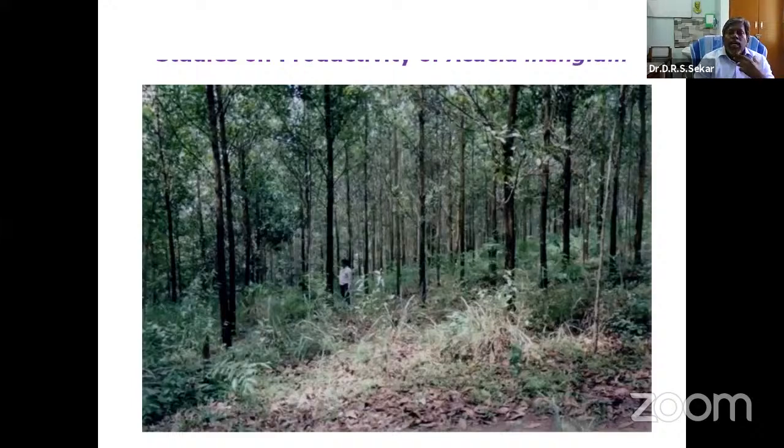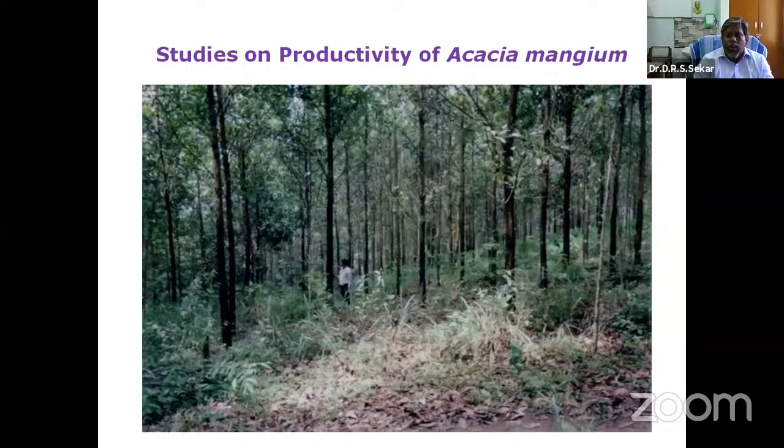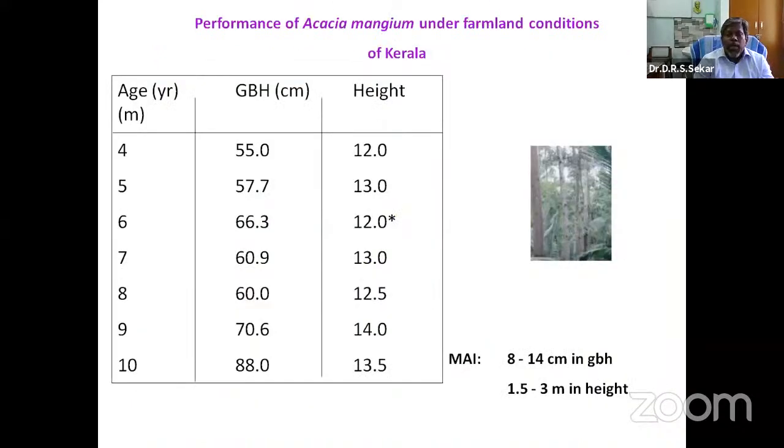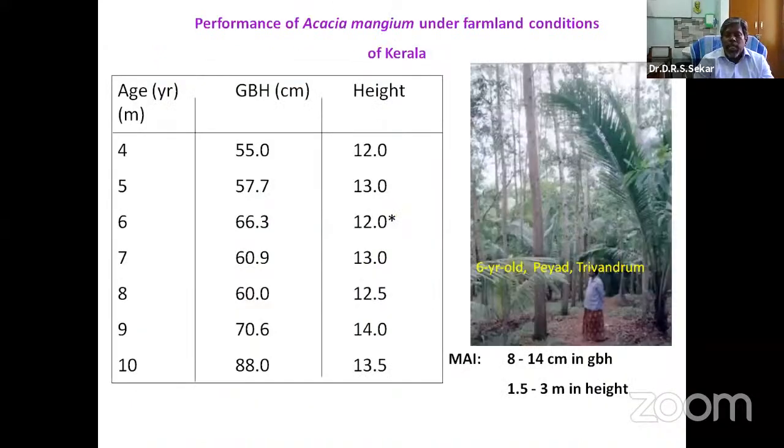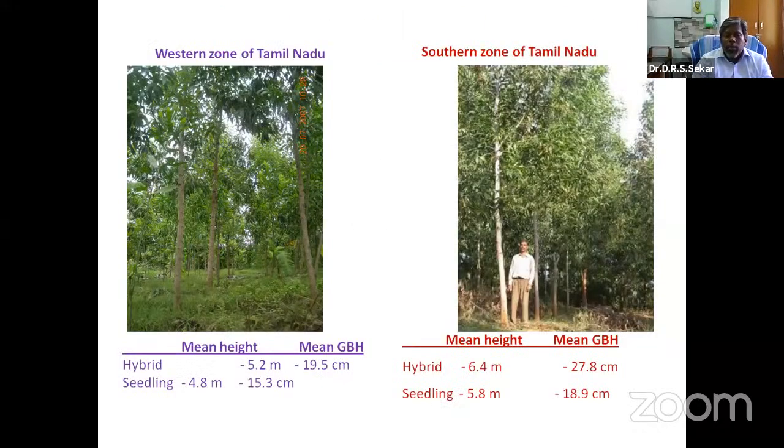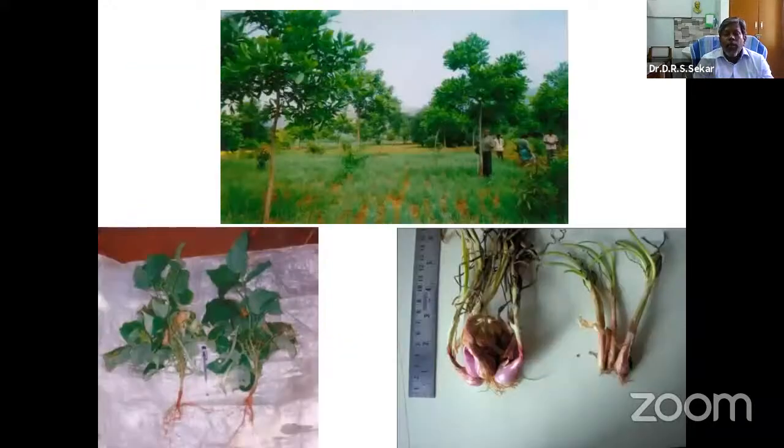There is another species, Acacia mangium. This is in the Kerala part, near Trivandrum, and we also did it in Tamil Nadu. This is a project we did with the support of the State Planning Commission. We did it with mangium in the Western Zone and the Southern Zone of Tamil Nadu. We looked at the pure species as well as the hybrids.